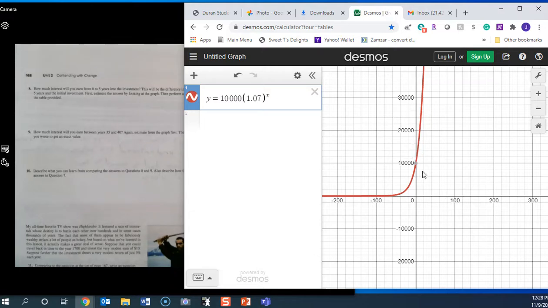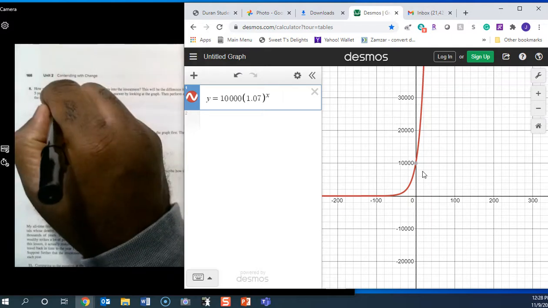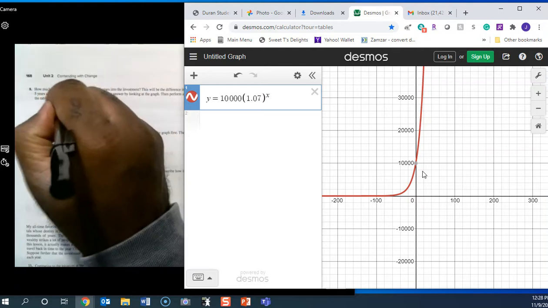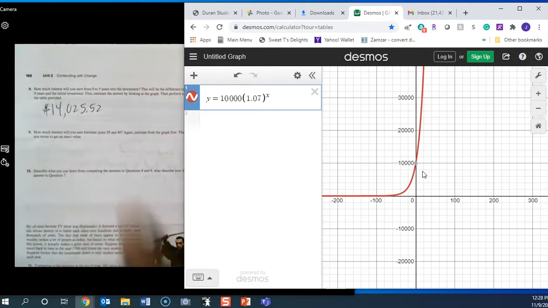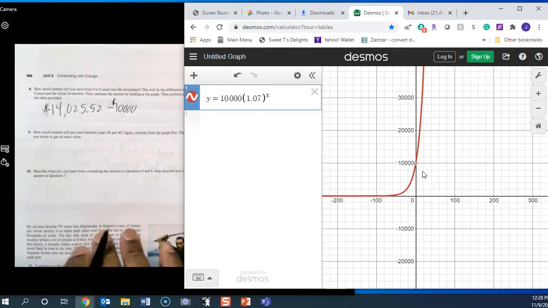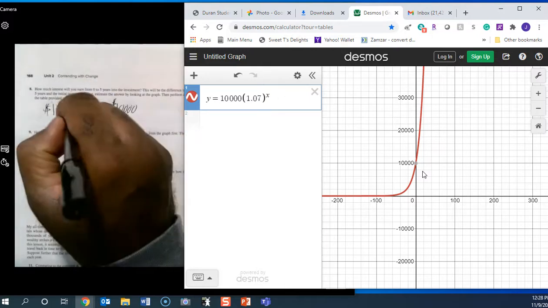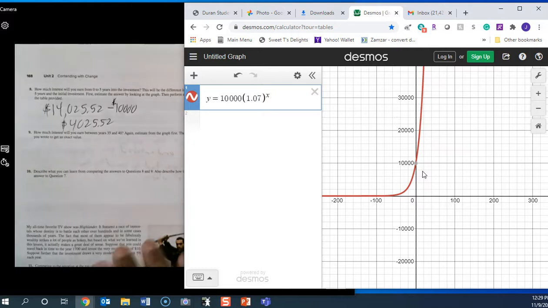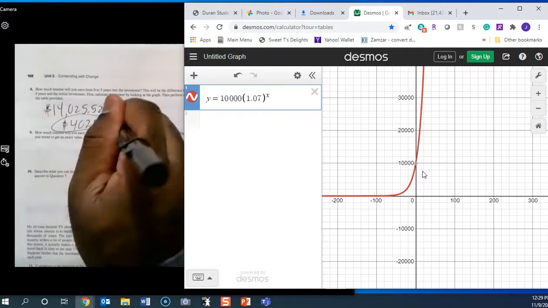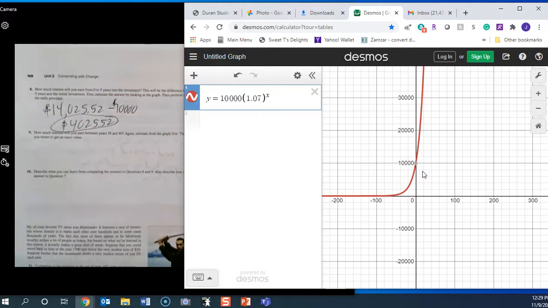So basically, we would take the $14,025.52 that we got, and we would subtract off the initial investment of 10,000. So our interest would be $4,025.52. So that is our interest, $4,025.52.